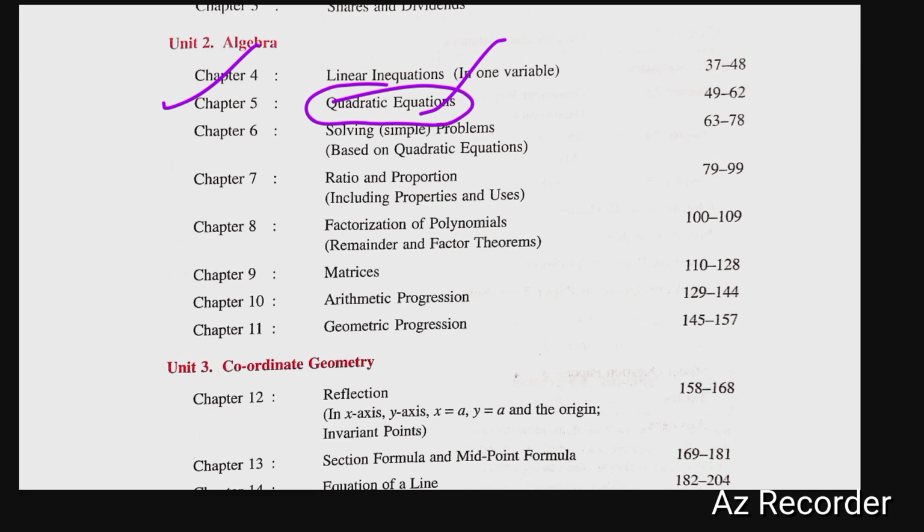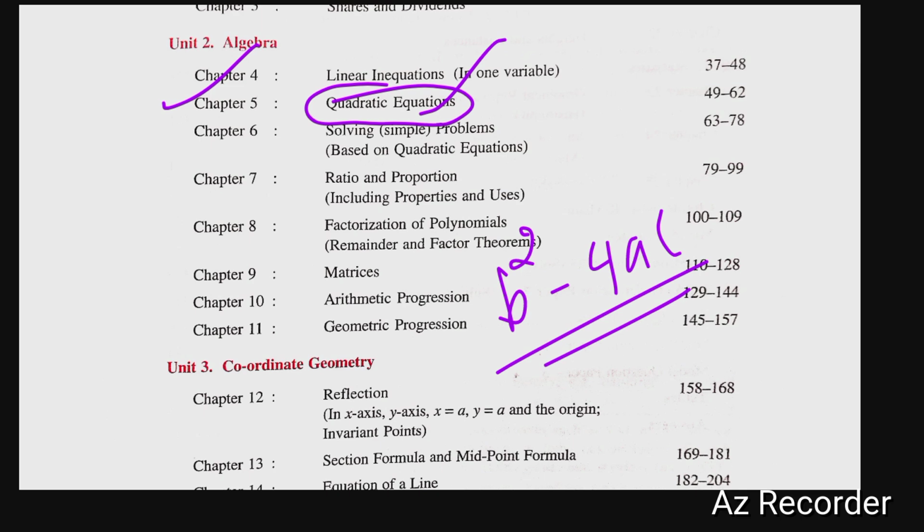Another thing is you need to be very clear about the nature of roots. We will discuss the nature of roots using the discriminant b square minus 4ac and the conditions: if it is greater than 0, less than 0 or equal to 0. You should be very particular with these conditions to determine the nature of roots.